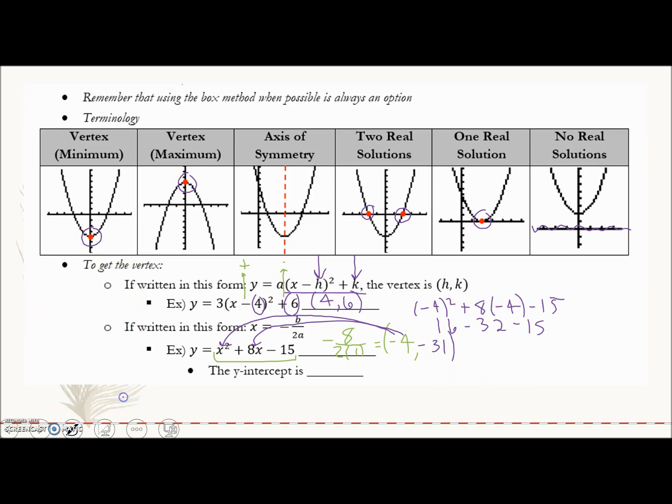Finally, whenever it is written in this form, the y-intercept is the last number right there. So you could graph it and look at it, but it's a lot easier if you can just look at the equation and automatically know, oh, -15, that's my y-intercept.